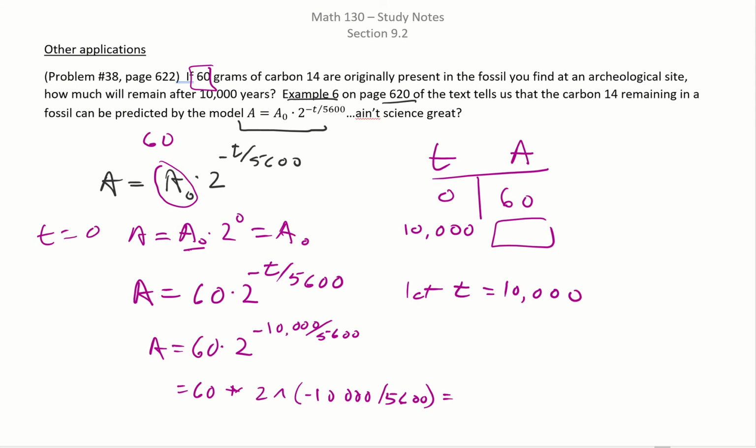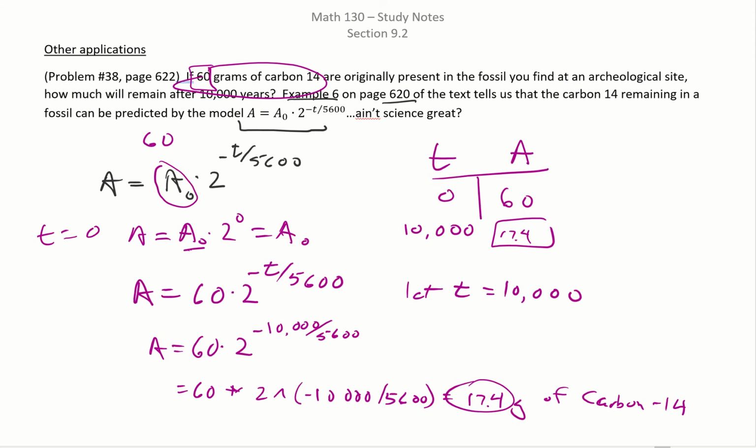He's down to about 17.4. What's that stand for? 17.4. What does that stand for? Grams of carbon-14. That's how much is left, which is interesting. 10,000 years later, you had 60, you're down to 17.4.